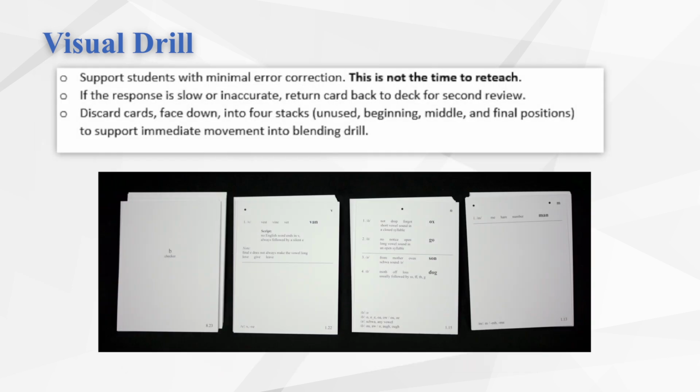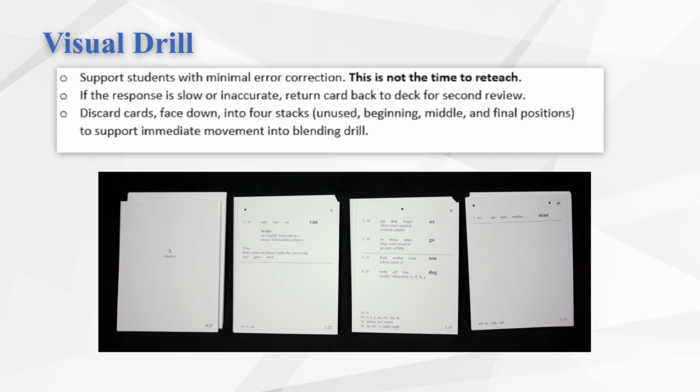Although the visual drill is a cumulative review of previously taught skills, students will still make mistakes on some cards. When this happens, we will provide some brief prompts and supports, and place the card back in the deck so that students have an opportunity to see it and practice it again. It is not time to stop and reteach a skill.